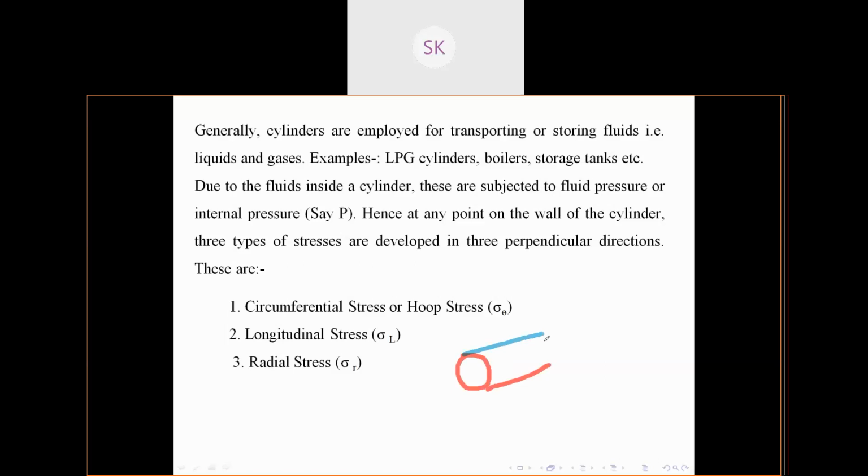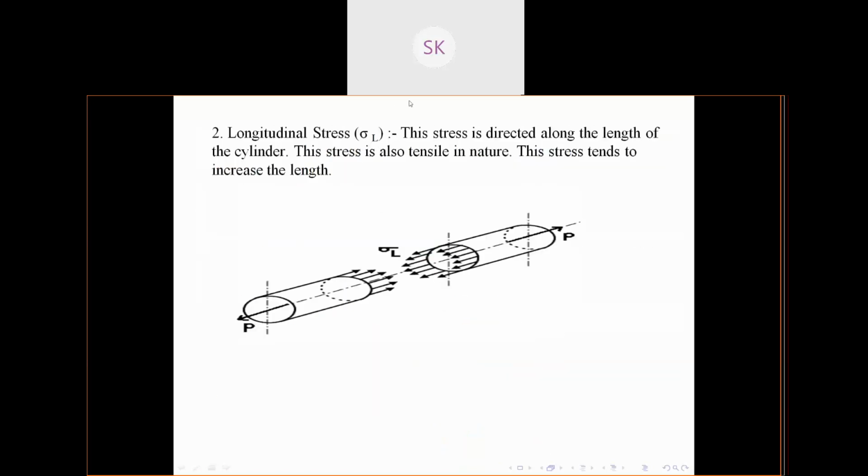I said it can fail in two major directions. One is transverse. When it fails by transverse, it will make the cylinder into two halves. This one will be one half, and this one will be one half. Hope you are getting my point. That means it will get into two halves.